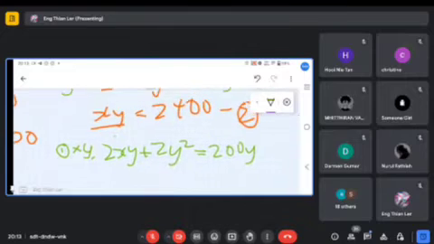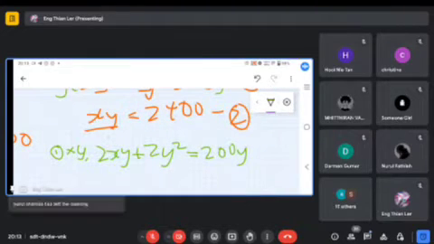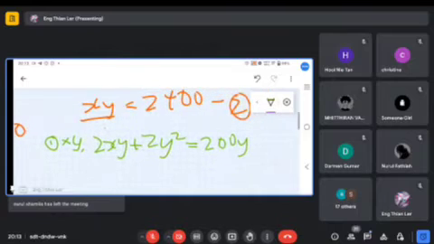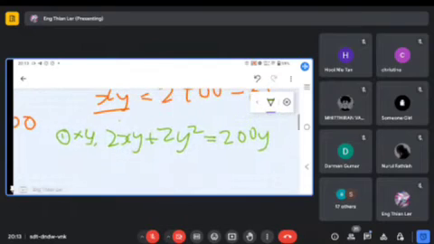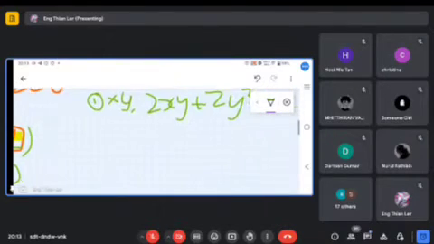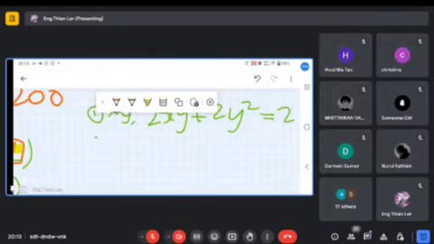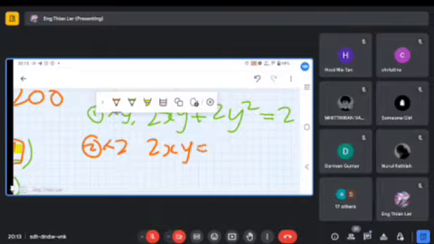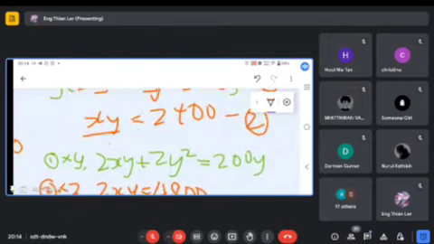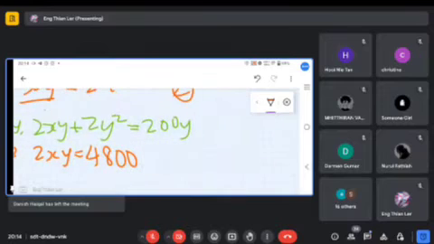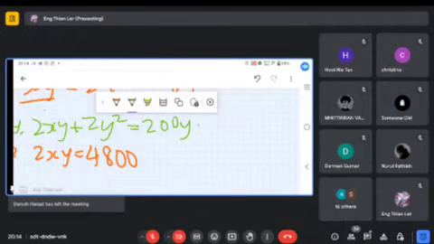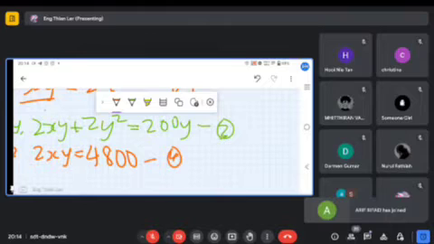So now we have xy here, but you only have one xy here. What do we do? We can multiply the second equation by 2. So the second equation multiplied by 2, we got 2xy equal to 4800 because it's the same as 2400 multiplied by 2. So now this will be the third equation, and this will be the fourth.